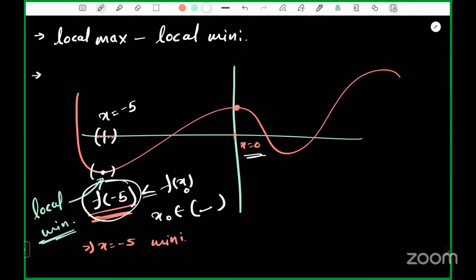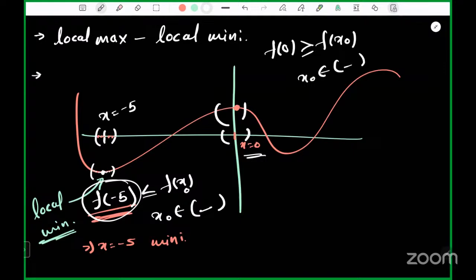So here what is happening? The value f of 0 is greater than or equal to all other values f of x naught, where x naught is a part of a small interval around 0. So here x = 0 is the point of local maximum. That's why the word local is important. Local means we need a very small interval around the point, and if this property holds over that small interval, it is our local maxima or local minimum.